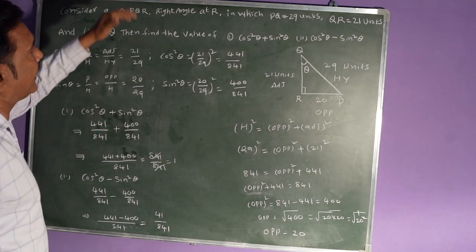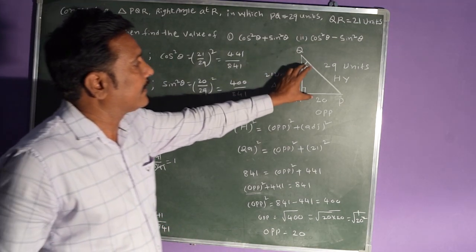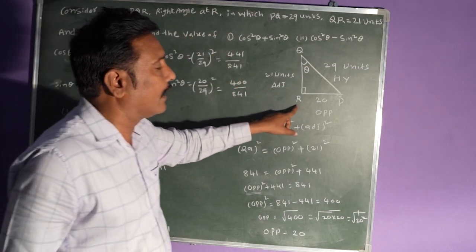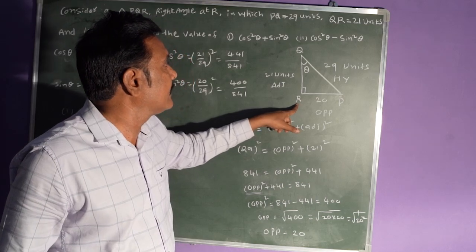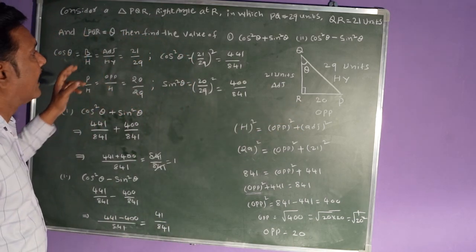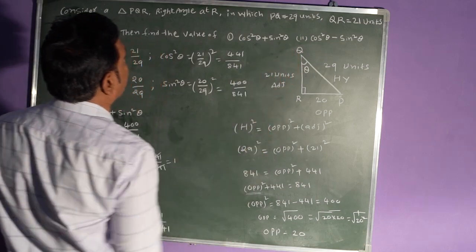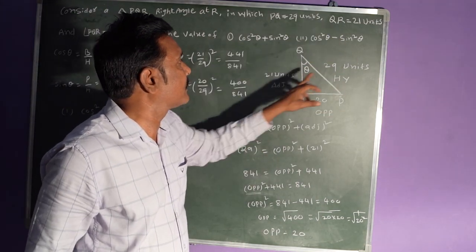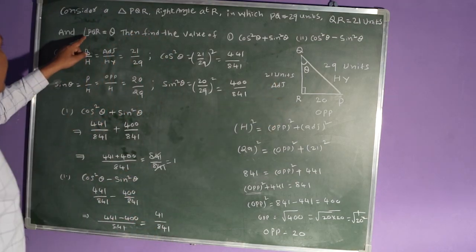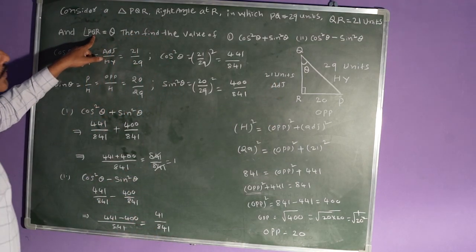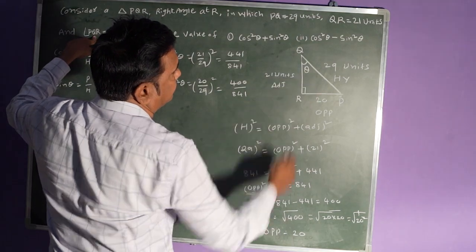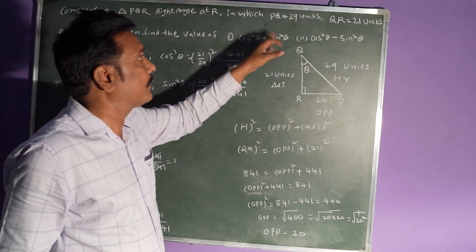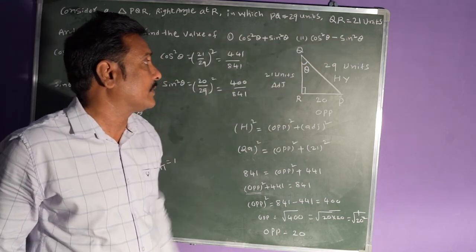Consider a triangle PQR. This is the triangle PQR, and this triangle has right angle at R. The other angles, this one is P, this one is Q. Then PQ is equal to 29 units and QR is equal to 21 units. Angle theta, theta is equal to angle Q. Then find the value of cos square theta plus sin square theta and cos square theta minus sin square theta.